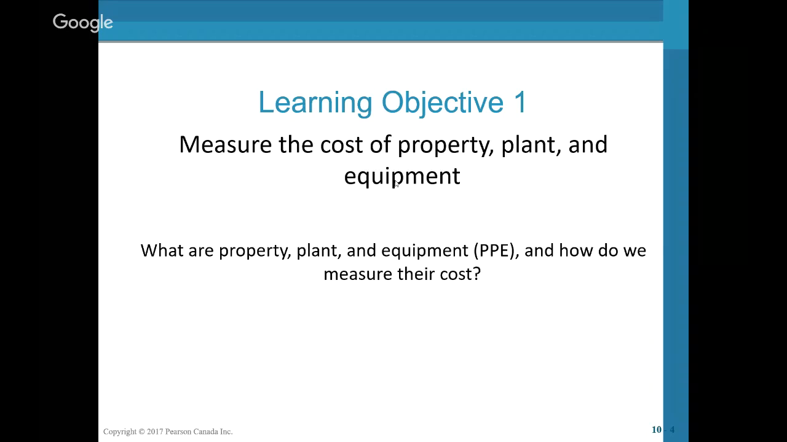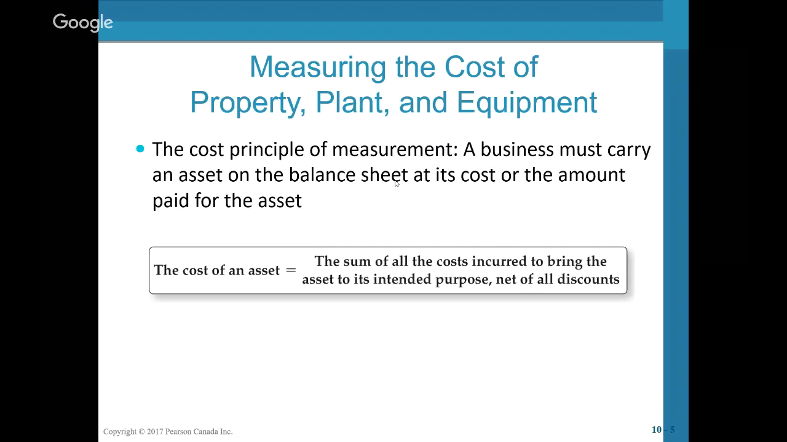Okay, the first question that we're going to have to do is figure out what is the cost of property, plant, and equipment, and how do we measure the cost? Like we looked at in some of the earlier chapters, we use the cost basis for measuring property, plant, and equipment. And the idea there is that on our balance sheet, we will keep PP&E at its cost. We don't show the depreciated amount.